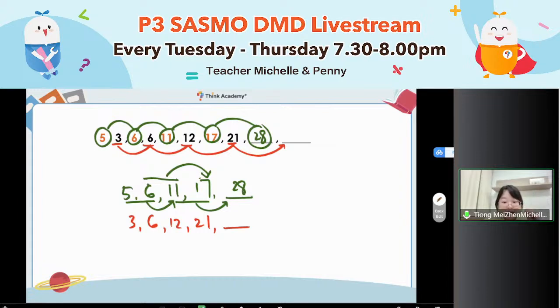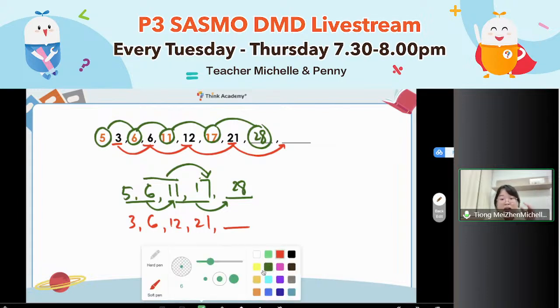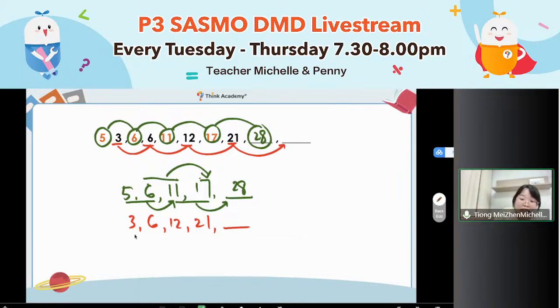What about the red color sequence? What is the pattern here? 3, 6, 12, 21. What is the next term? 3 to 6 is a... Some of you might say it's times 2. Let's see, is it times 2? So this is times 2. 6 to 12, oh, it's also times 2. But 12 to 21, is it times 2? No, it's not times 2.